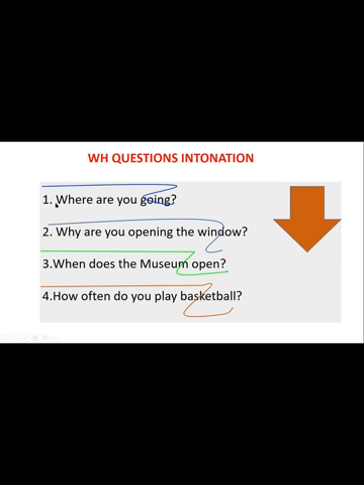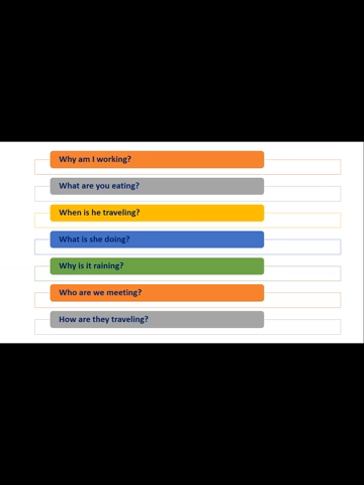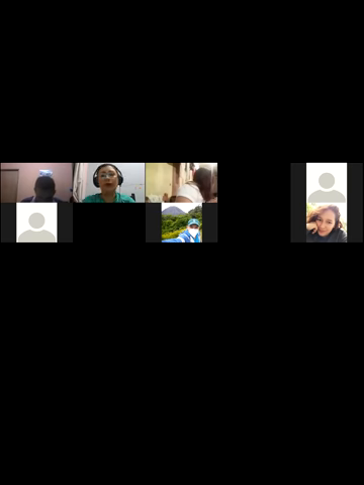For example, here. Where are you going? Going. Baja, ¿verdad? Why are you opening the window? Window. Baja. When does the museum open? Open. Baja. How often do you play basketball? Basketball. Baja. Okay? So, do you have questions so far? ¿Tenemos preguntas hasta aquí? No, for sure. Okay, excellent. So now it's your turn to practice. So let me open the breakout rooms and it's the time for you to practice.